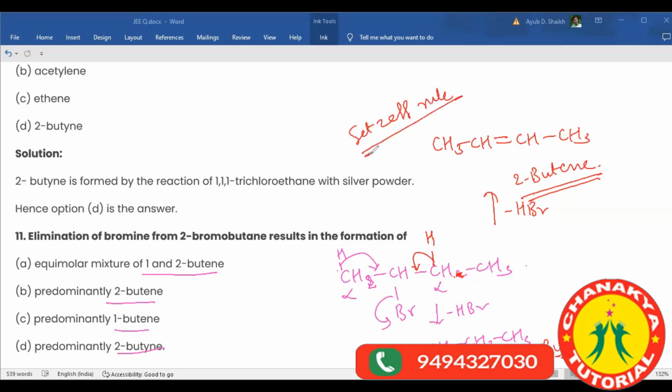What does it say? More substituted alkene is more stable. So this is a major product, right? And this would be your minor product. So your answer is nothing but 2-butene. It's given. Yeah, predominantly 2-butene. Option B is the correct answer. Clear?